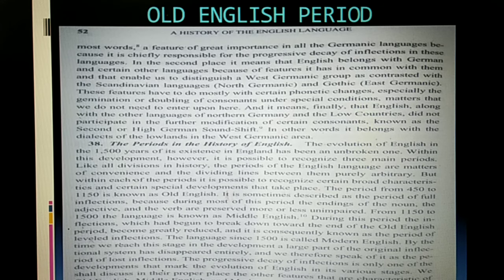And in the subsequent lecture, that is lecture number 4, we'll be looking at the dialects of the Old English period. In the subsequent lectures, we are just going to discuss the Old English period, features of the Old English period, the Middle English period, features of the Middle English period. And in lecture number 4, that is the next lecture, we discuss the dialects of the Old English period, so also the features of Old English.